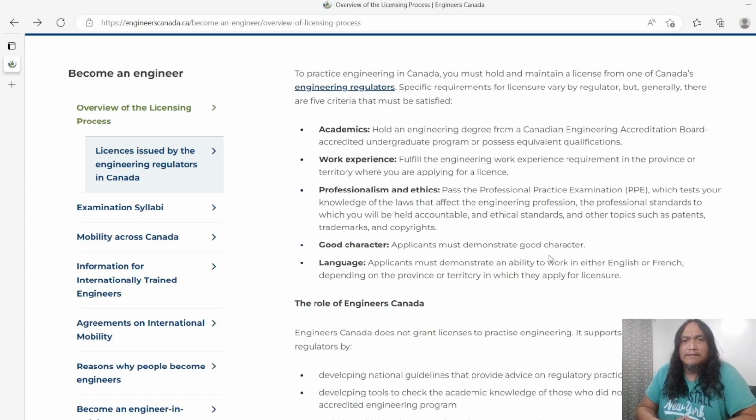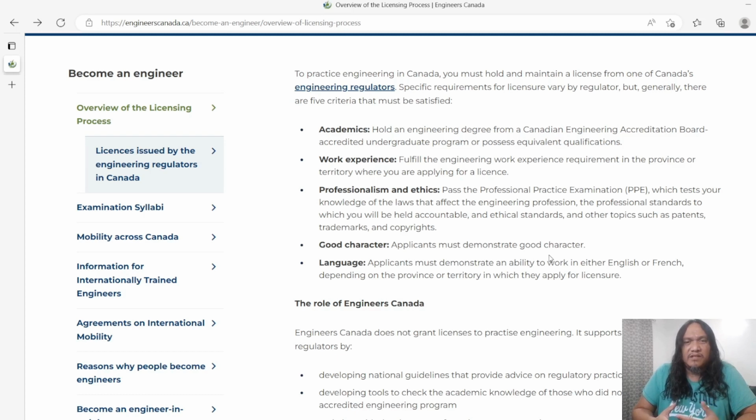By the way, the difference between a Canadian graduate and a graduate from another country with regards to application requirements differs only in the kind of academics. The rest are the same: work experience, professionalism and ethics, good character, and language. They're just the same. For work experience, we will discuss more on that later because it's different if you are applying as an engineer in training or a professional member.